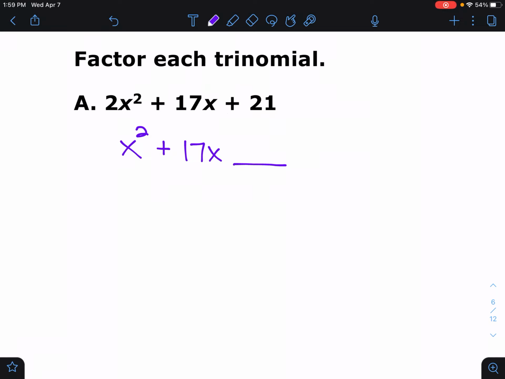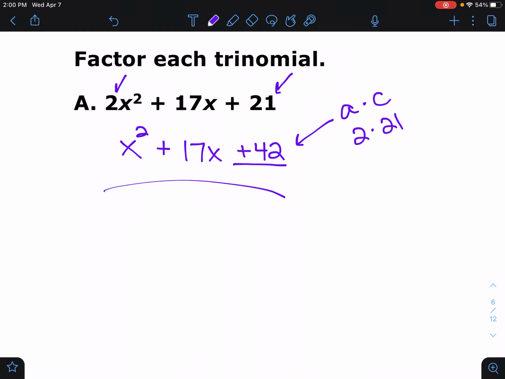So what I'm going to now do is in that blank, we're going to put our a times our c value. So a is this, and this is our c, right? So in other words, 2 times 21 is going to go in the blank. 2 times 21 is positive 42, so we're going to write that there. Okay. Now, we are going to then factor this polynomial that we have right here, okay? Now notice it's a leading coefficient of 1, so we're going to factor it the same way we did before.